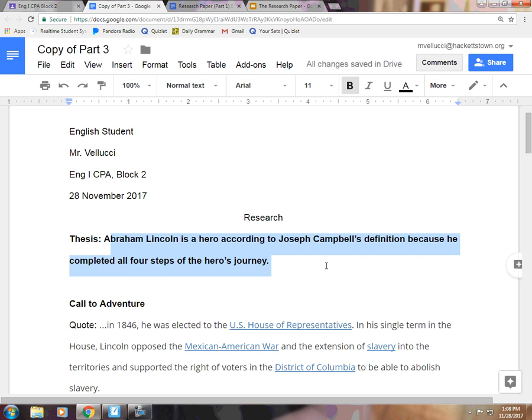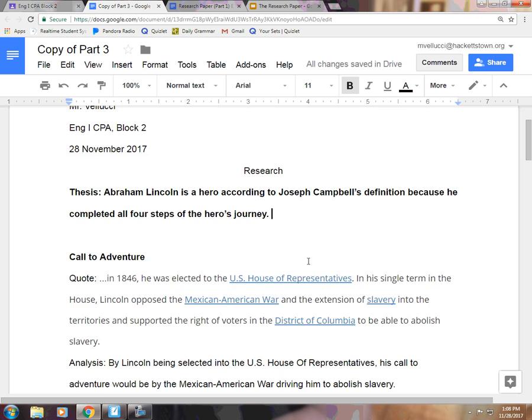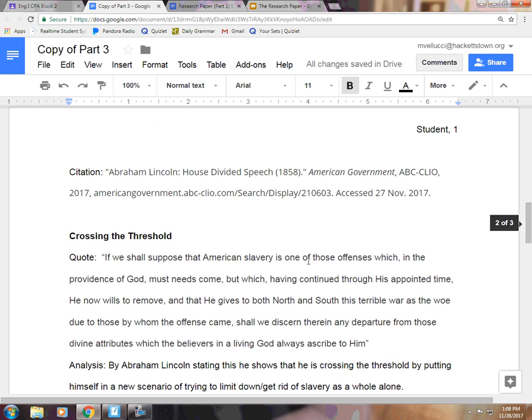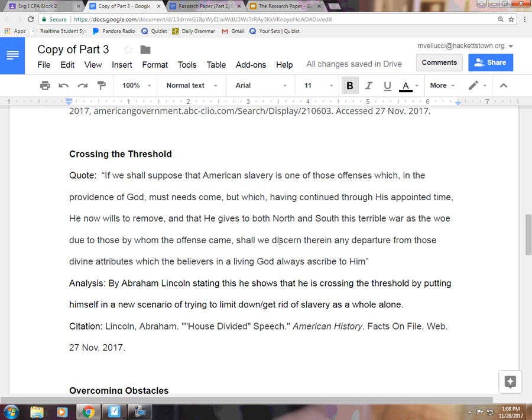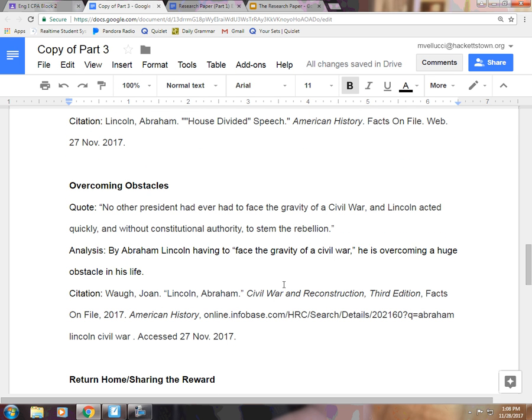Okay, so it's important that we recognize this person did complete all 4 steps. I'm going to come down here to the third body paragraph. Okay, it doesn't matter which paragraph. It doesn't matter which paragraph you start with. The first thing we're going to do is we have our quote. Now, in our paragraph, we obviously don't need this here, so we're going to get rid of it.